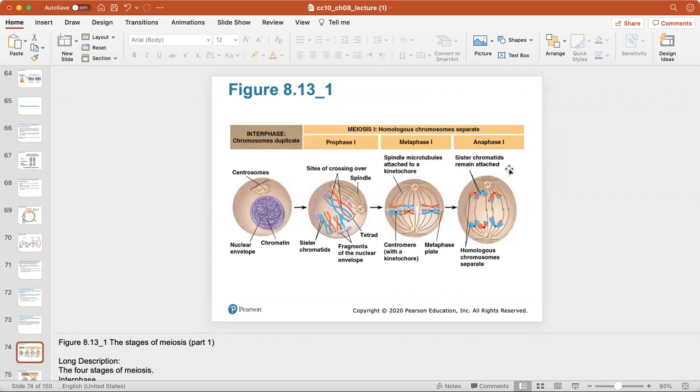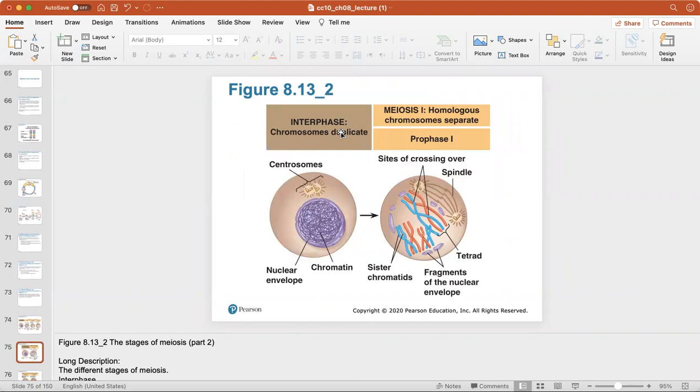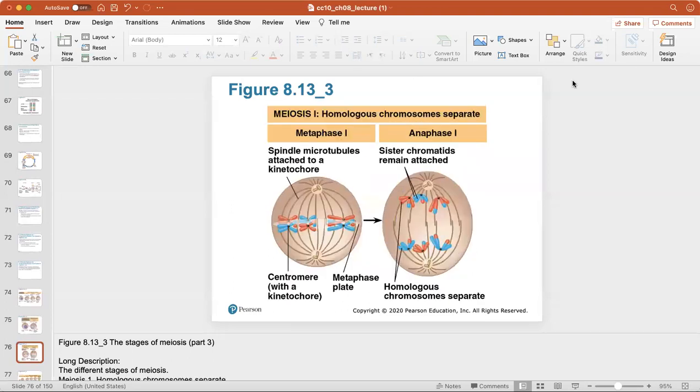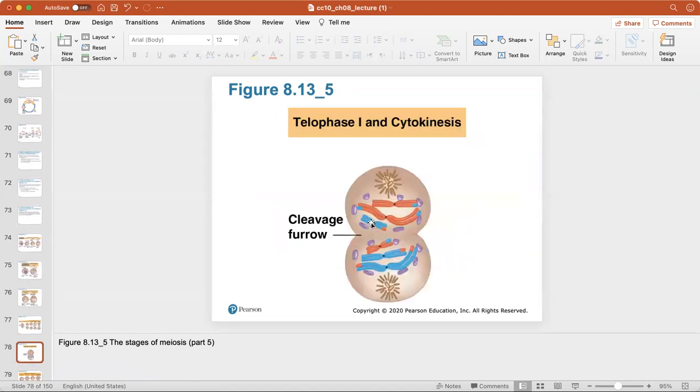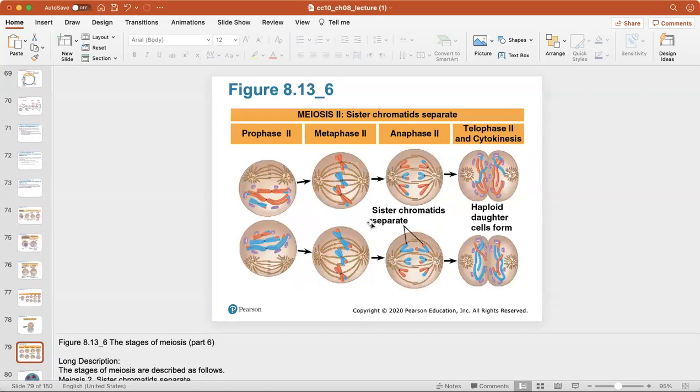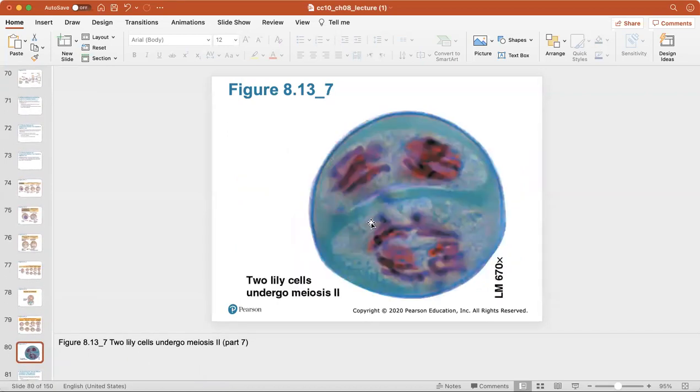So here we just have a look at the stages of meiosis, taking us through interphase, and then meiosis 1, which is where the homologous chromosomes will separate. This will take us through the stages of meiosis one at a time: prophase 1, metaphase 1, anaphase 1, and then telophase 1 and cytokinesis, and then meiosis 2, which is where the sister chromatids separate. Here's two lily cells undergoing meiosis 2. So you can see there are two sets of chromosomes separating.